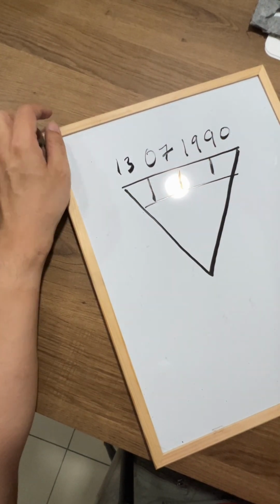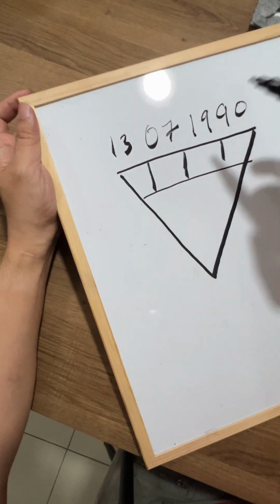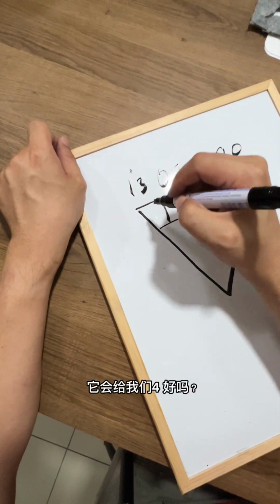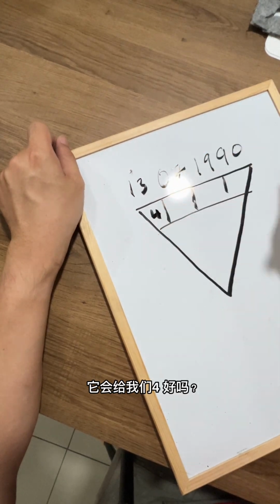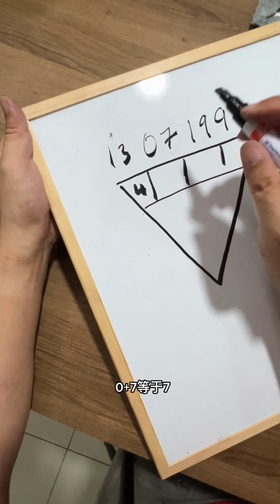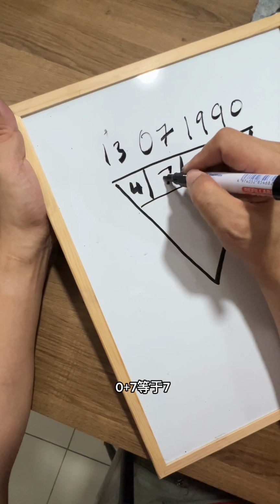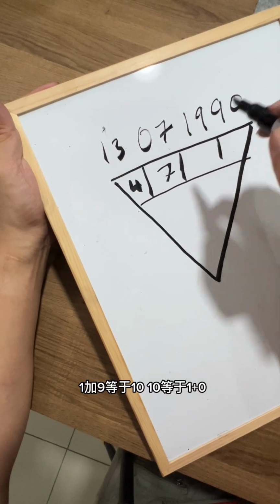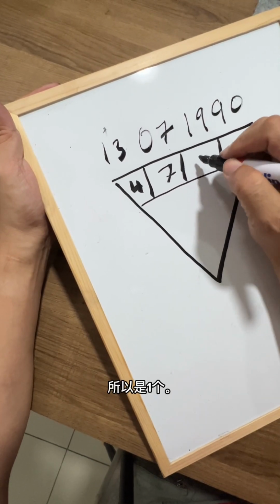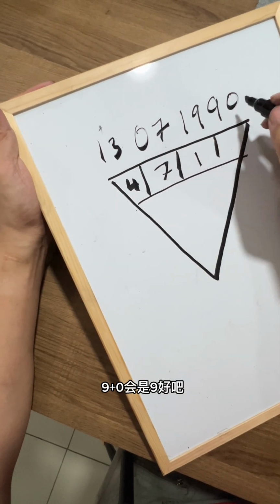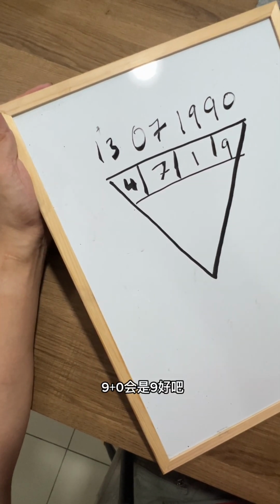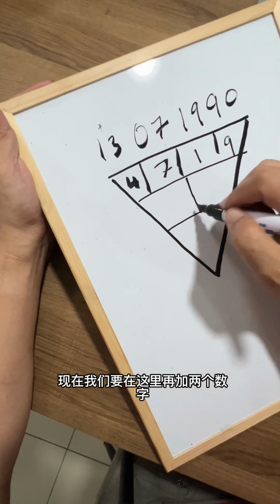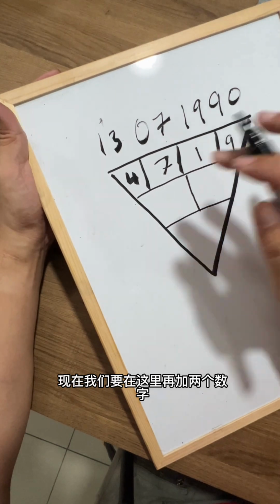Okay, so what we're going to do is we're going to add up the numbers. 1 plus 3 is going to give us 4. All right, 0 plus 7 is going to be 7. 1 plus 9 is going to be 10, and 10 is 1 plus 0, so it's going to be 1. 9 plus 0 is going to be 9. Okay? Then now we're going to add up another 2 numbers right here.